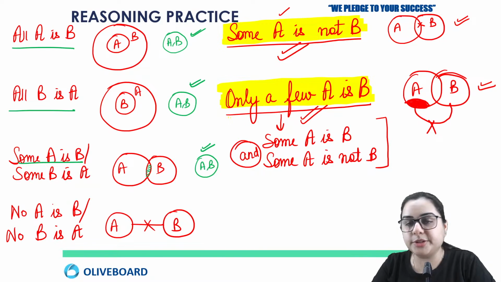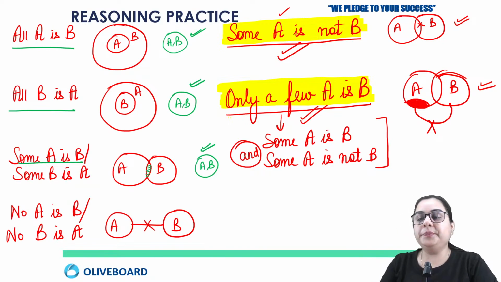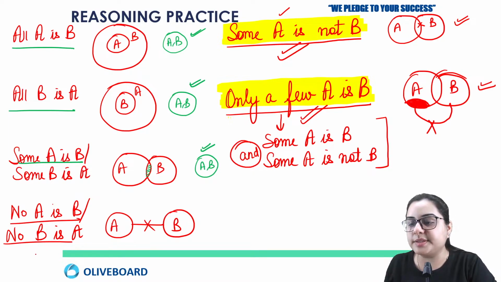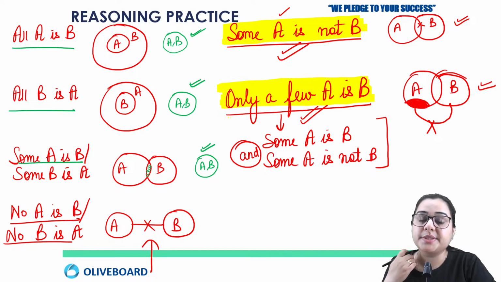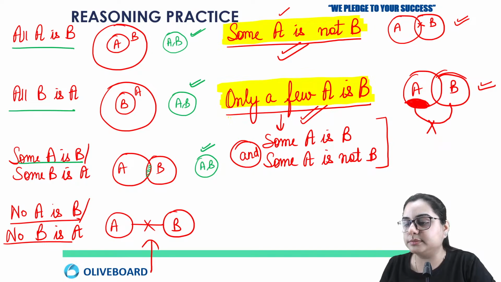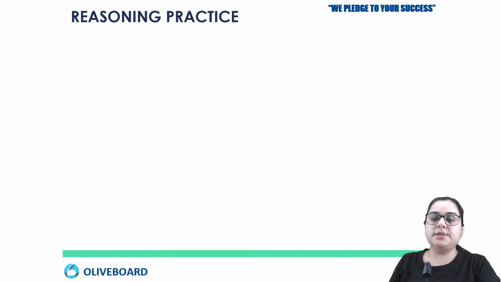I hope this is clear, right? One more thing I would like to tell you in the last: for the statement of no A is B or no B is A, you should always make this symbol of no, to represent that there is a relation of no between these two circles. So now I hope you are clear about the diagrams.